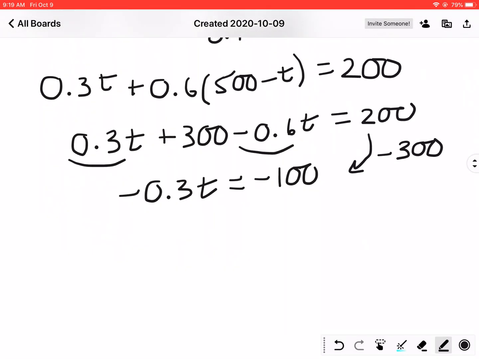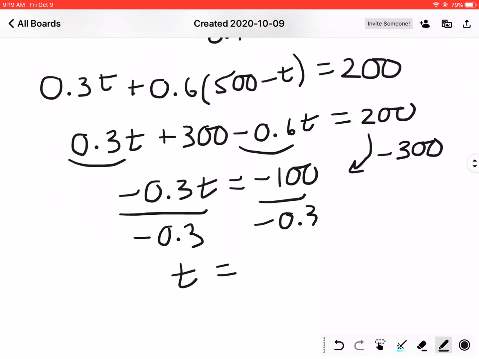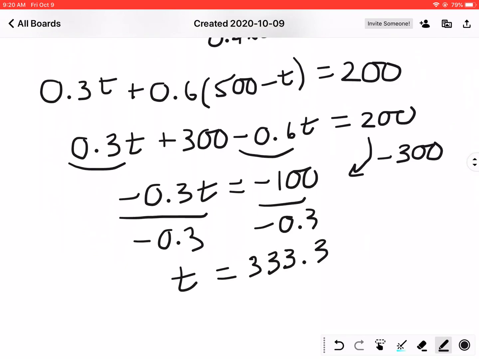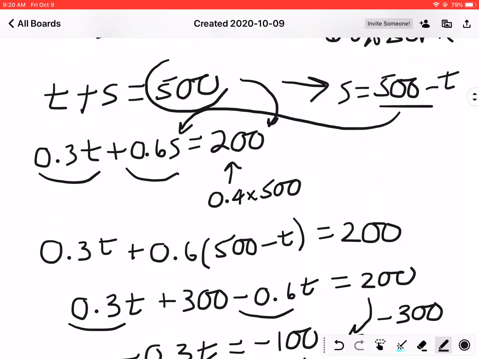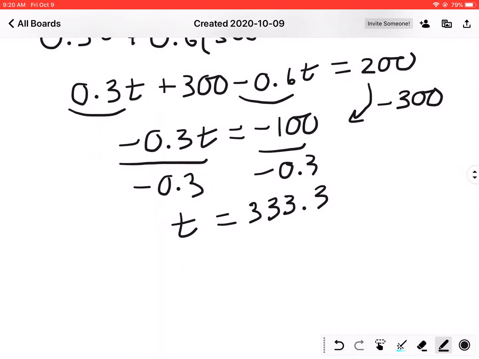At this point, I divide both sides by negative 0.3. And I will get T is equal to 333.3. We're almost done. We know the total amount was 500. So once I know one of them, I also know the other one.